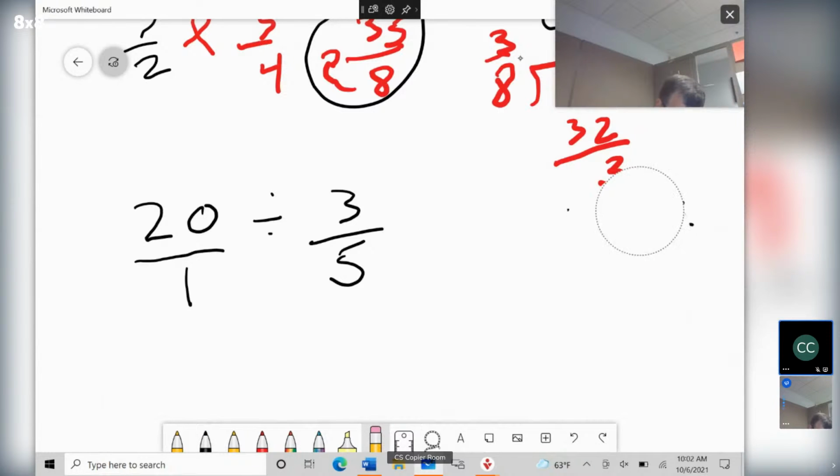So if you ever see a whole number in a division problem with a fraction, realize I can convert that to a fraction real easy. All I have to do is put it over 1.